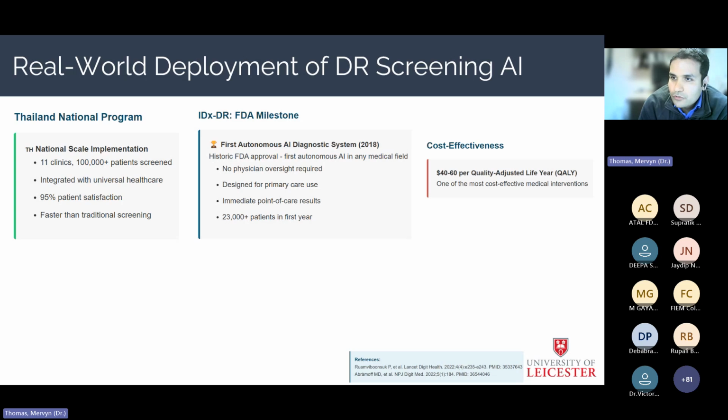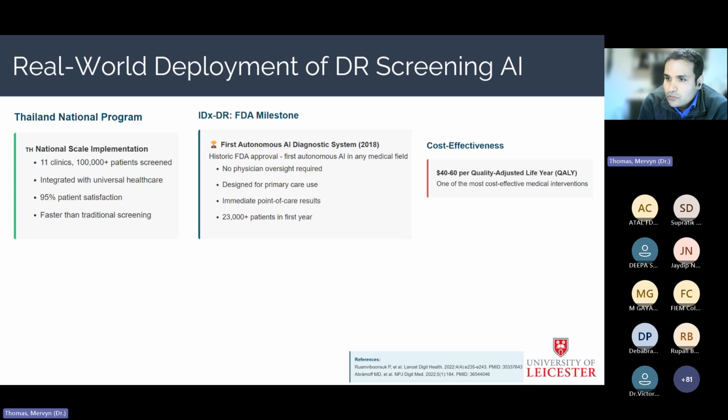So then we move on to, does this actually work in the real world? That was obviously proof of concept. It was a research study led by Google. But now, how does this work in the real world? And the answer is yes. Actually, Thailand implemented an AI screening program nationally. This included 11 clinics, over 100,000 patients were screened, and it was integrated with universal healthcare. And 95% patient satisfaction was achieved, and this was faster than the traditional screening.